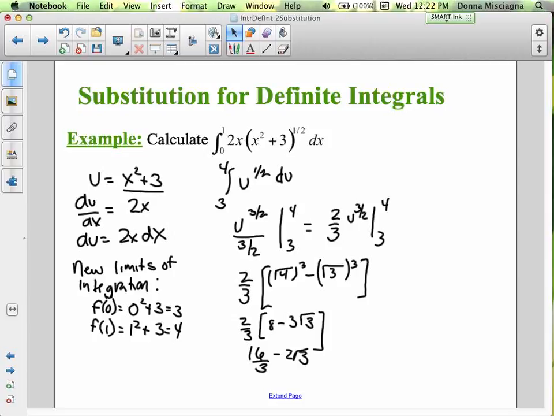Hold up. Is that 16 over 3 minus 2 square roots of 3, or is that 3 square roots of 3? Because it should be 3 square. No, the 3 will cancel. I've distributed 2/3. Oh, yeah, that makes sense. That's how math works. Yep.